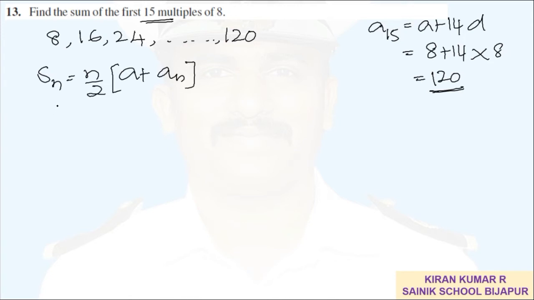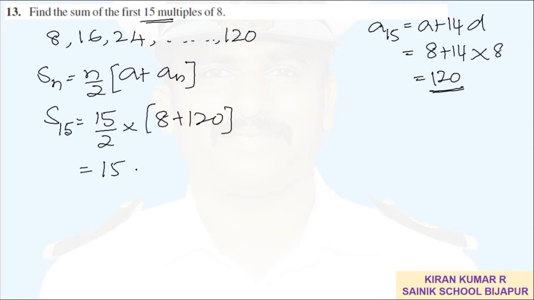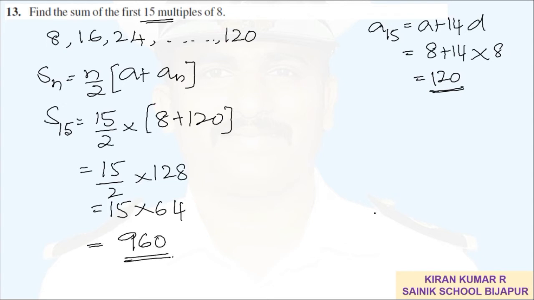Sn, here S15, will be 15 by 2 times a plus an, where an is the last term. 8 plus 120 becomes 128 by 2. It will be 64 multiplied by 15. So 15 times 64, we get 960. So 960 is the sum of the first 15 multiples of 8.